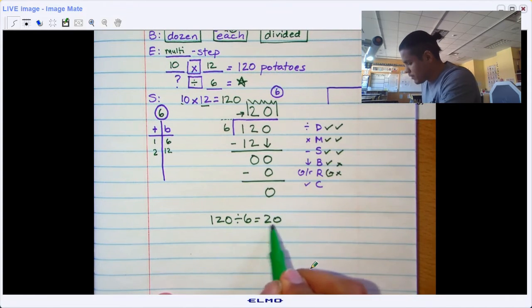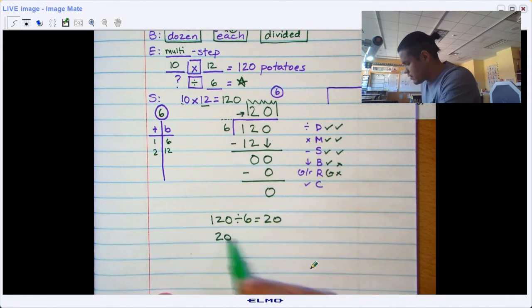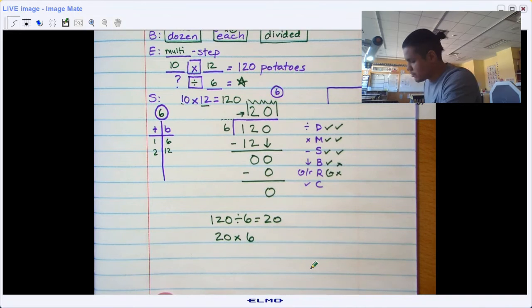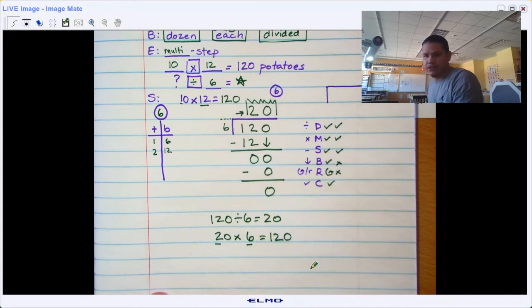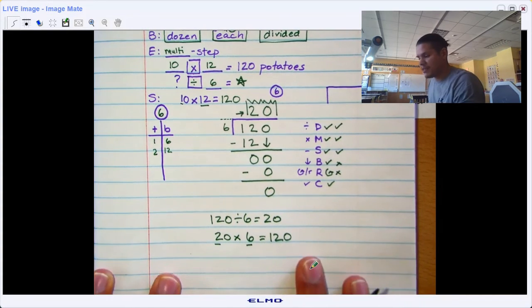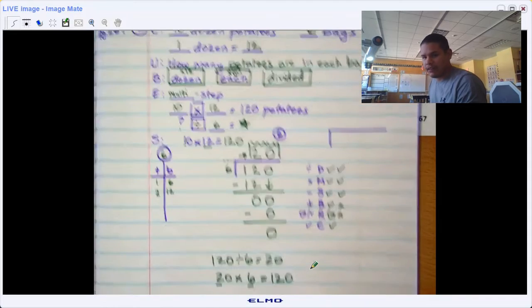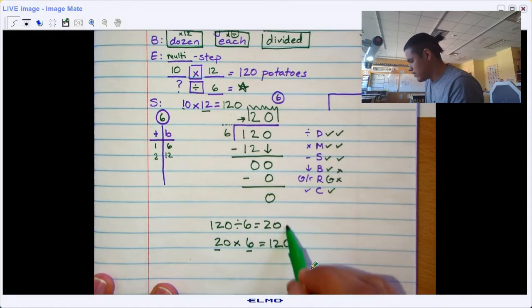And so we're going to check it by multiplying 20 times 6. 20 times 6. I'm going to use the most efficient way and use my place value trick. 2 times 6 is 12. 1 0 is 120. So we checked our work with Chester. Okay, so how many potatoes are in each bag? The correct answer is 20 potatoes.